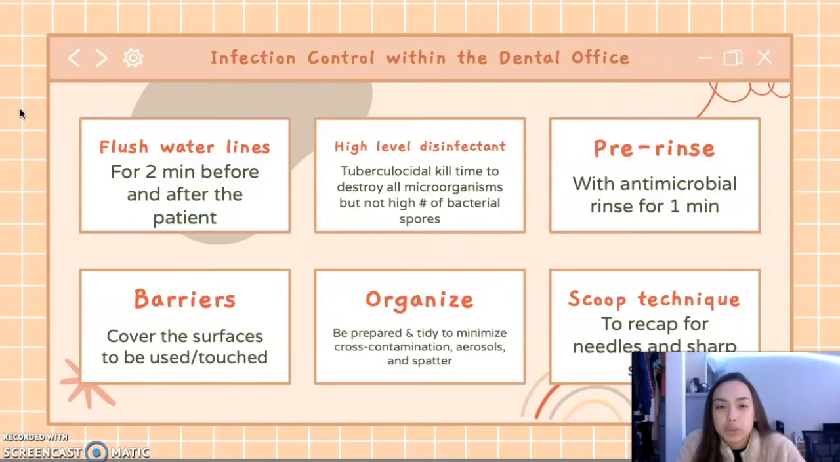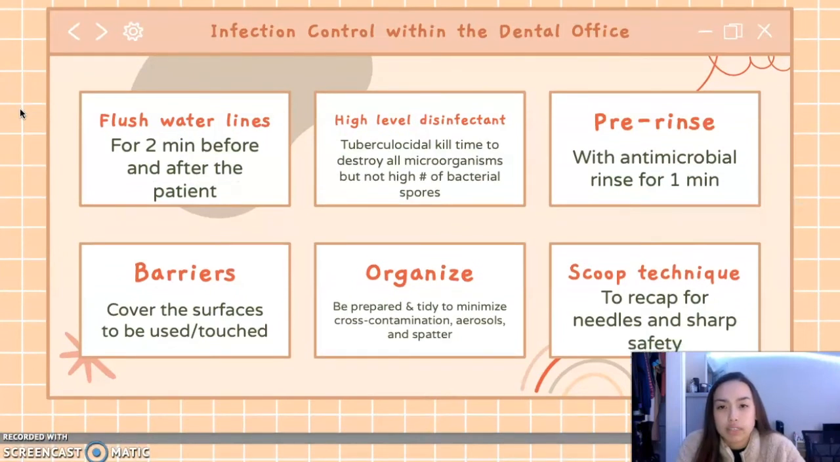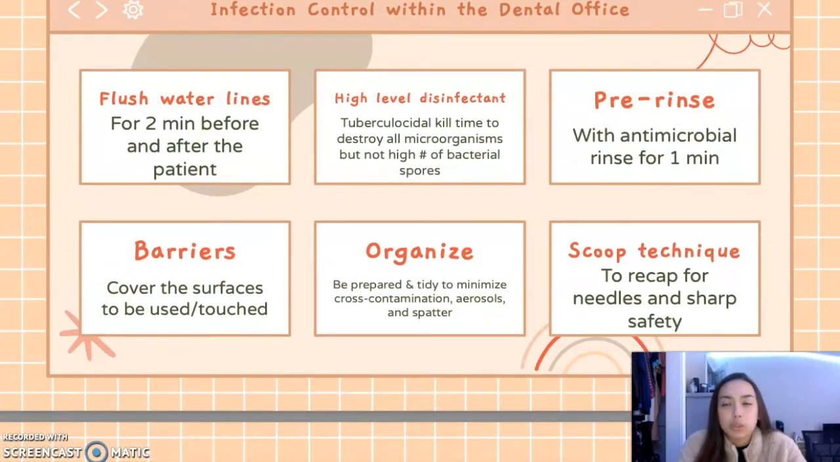So, infection control within the dental office. It is crucial to practice proper infection control within your dental office. This can include flushing your water lines for 2 minutes before and after the patient and 20 seconds in between them. The usage of high-level disinfectants that have a tuberculocidal kill time in order to destroy mycobacterium, but it doesn't necessarily kill spores.